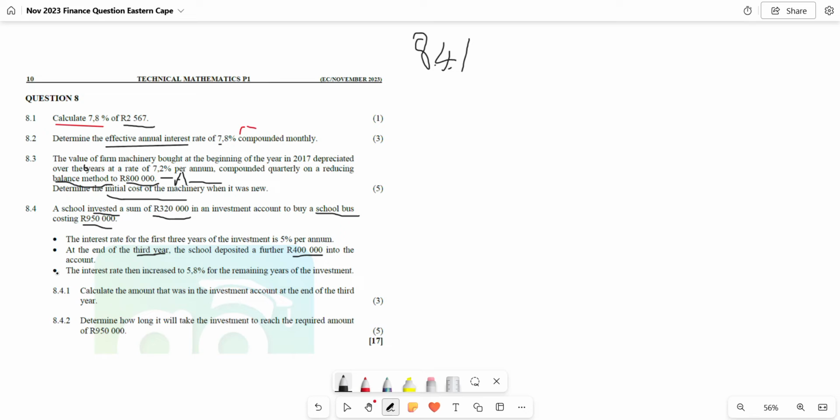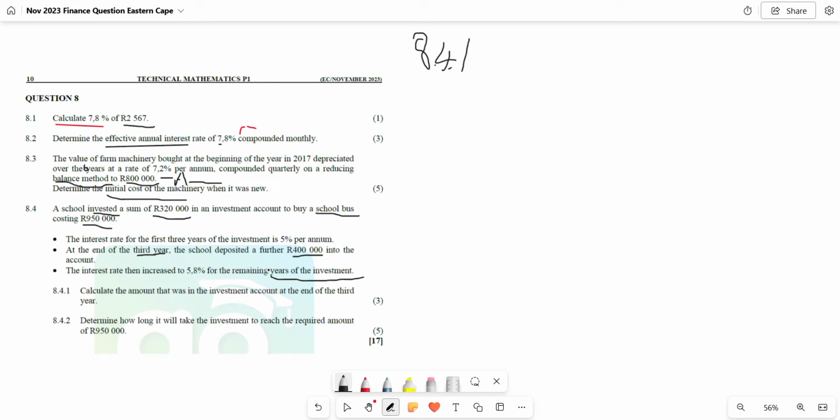Bullet number 3 says the interest rate then increased from the initial 5% to 5.8% for the remaining years of the investment. We don't know how many years it will take for this investment to mature. It was not given to us. Then you need to check the last question of finance.